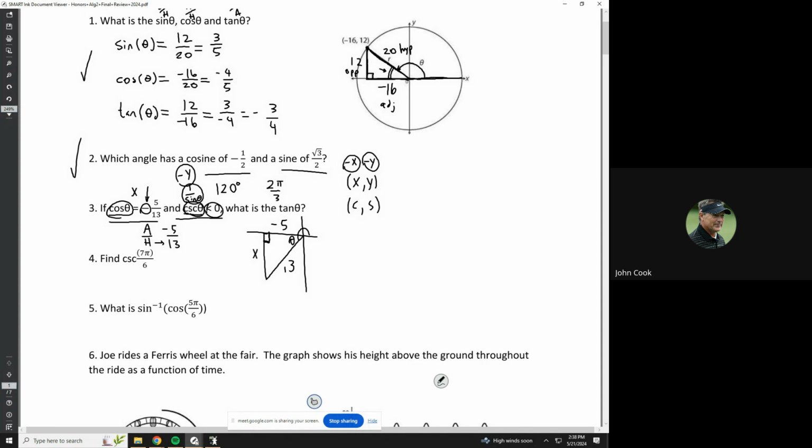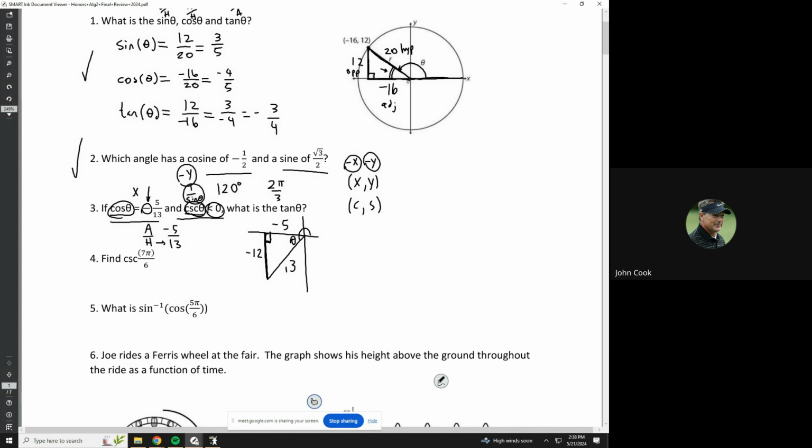You subtract the 5 squared, you get 144, and the square root of that is going to be 12. Now, here's the interesting thing. Since this side is pointing downwards, going below the x-axis, it's also going to be a negative 12, okay? All right, so now let's put together our ratio that we're looking for.